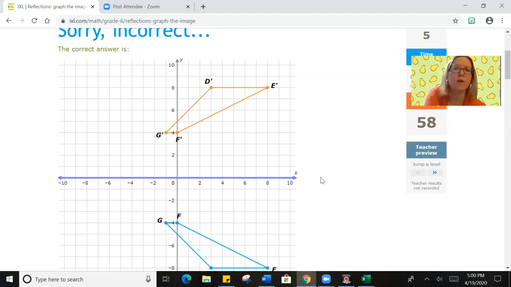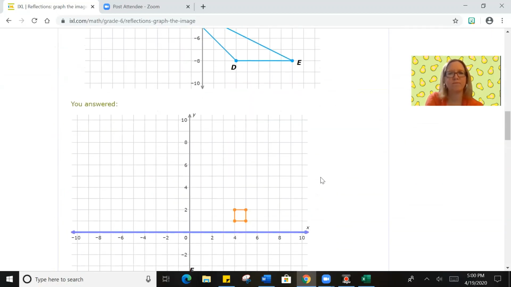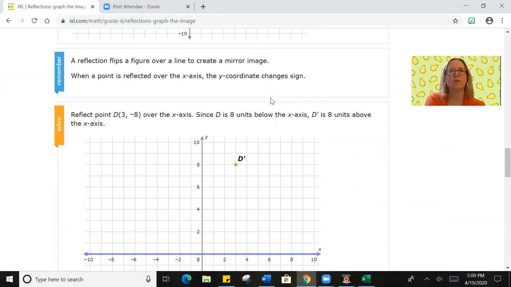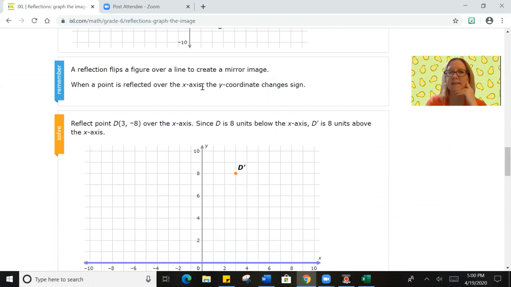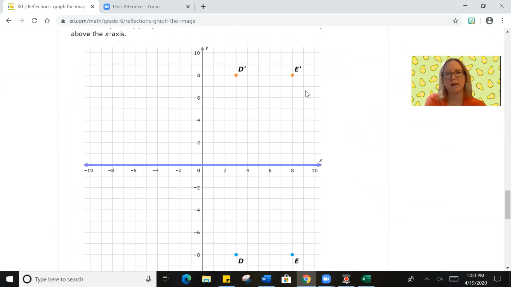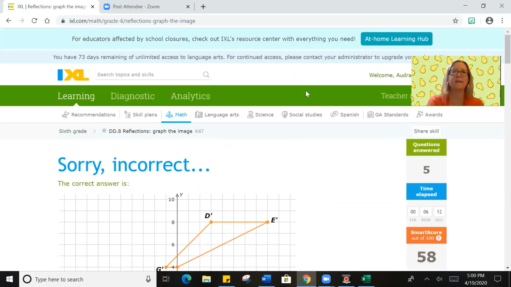So it shows you, first of all, what the right answer should have been. And then it says to remember, a reflection flips a figure over a line to create a mirror image. And when a point is reflected over the x-axis, the y-coordinate changes signs. So I'm not going to go through all of this, but just please keep in mind that if you miss a problem on these, IXL will explain it in a very detailed way, so you can figure out hopefully how to get it correct.